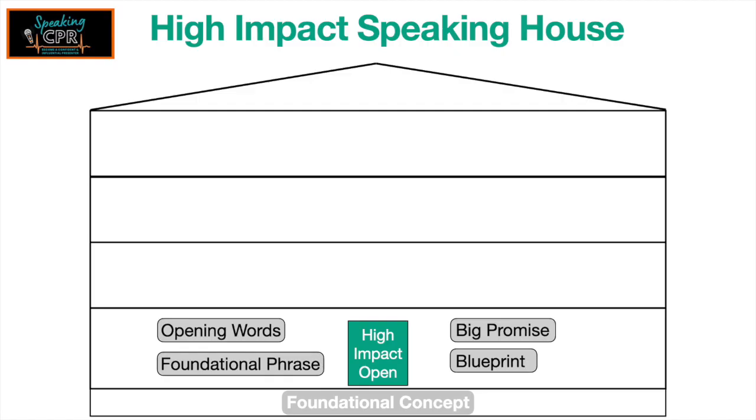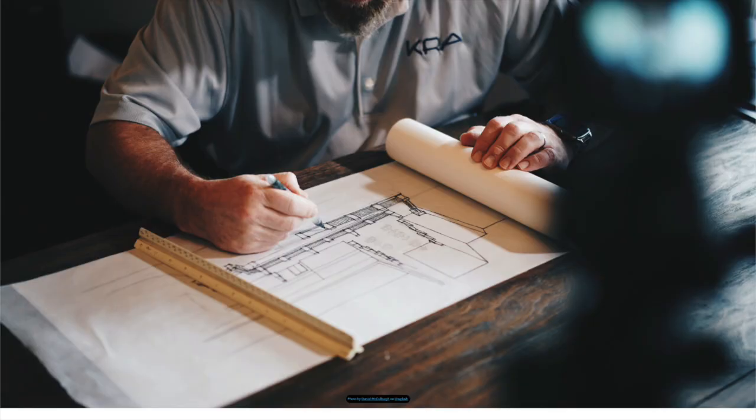The fourth part of a high-impact opening is what we call the blueprint. When you have a house built, there are blueprints, drawn images that show how the house will come together. Well, this is a condensed version of that. Your speech blueprint lets people know where they're going to be going throughout the presentation. It's as if you're taking them through the house room by room to show them, we'll go here first, then here, and ultimately we will conclude.